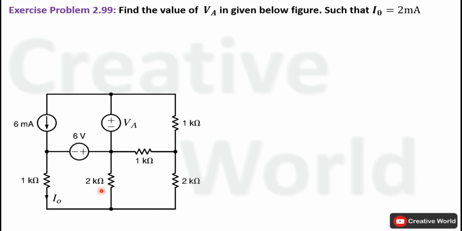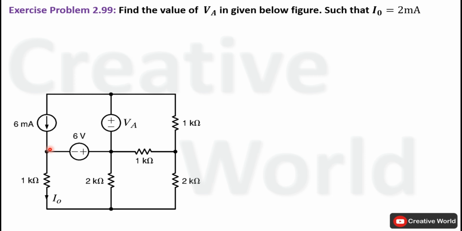Inside this network, we have to find the value of the voltage of this voltage source labeled as VA. One piece of information is given in this scenario: the current through this branch is 2 milliampere. So without wasting time, let's proceed towards the solution.